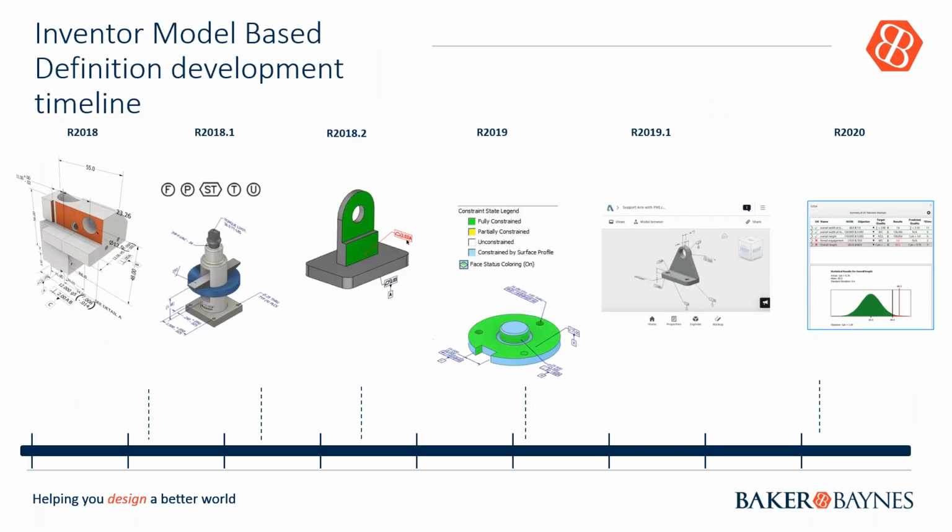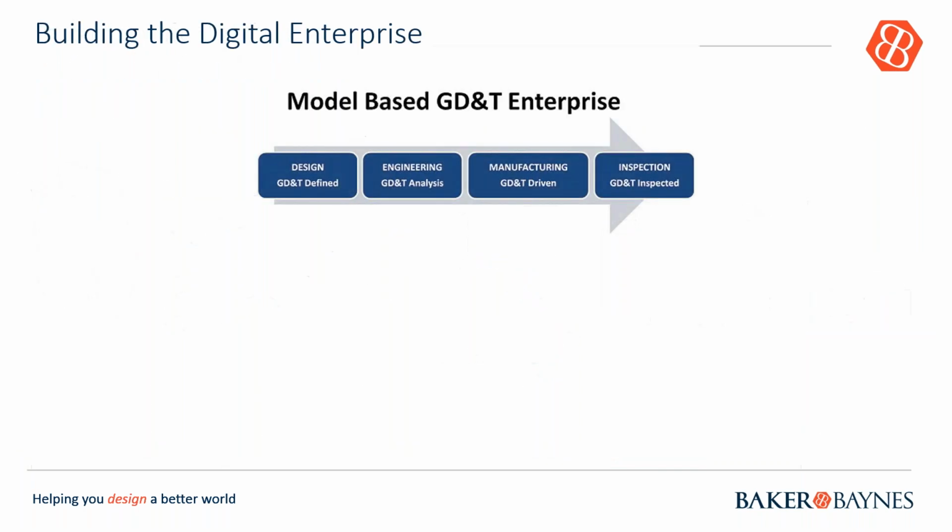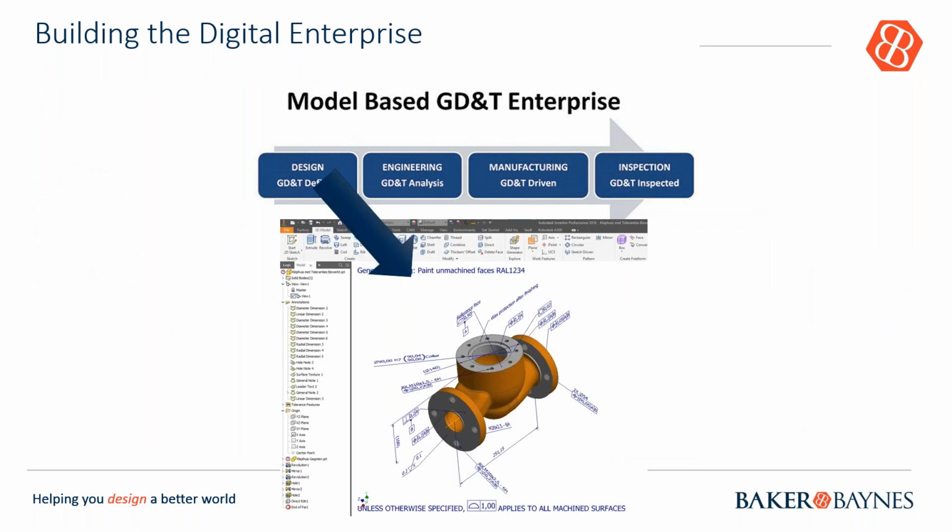Okay, so going back to the previous discussion of the timeline, you'll see that in 2020, the Inventor Tolerance Analysis was added. And if we look at the workflow of this, how does it work? Design: you define the GD&T in the design.